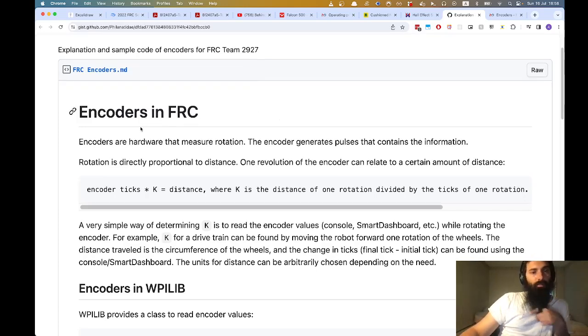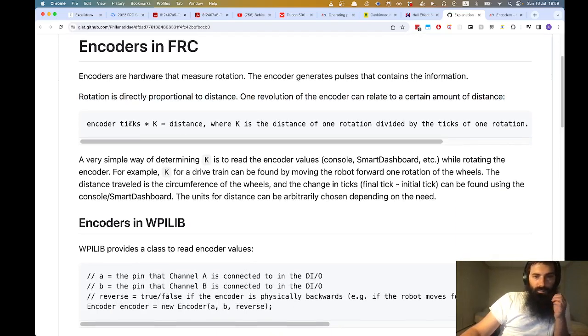So let's actually read this, which is a very good article. Encoders and FRC. Encoders are hardware that measure rotation. The encoder generates pulses, as we discussed earlier, that contain this information. Rotation is directly proportional to distance. One revolution of the encoder can relate to a certain amount of distance. So these ticks are the pulses. The encoder ticks, or the number of pulses, times this conversion factor between how many pulses equals one rotation. I think it's like 4096 or something like that. So if you take the number of ticks times the rotations over the pulses, you do unit cancellation, and you get pure distance.